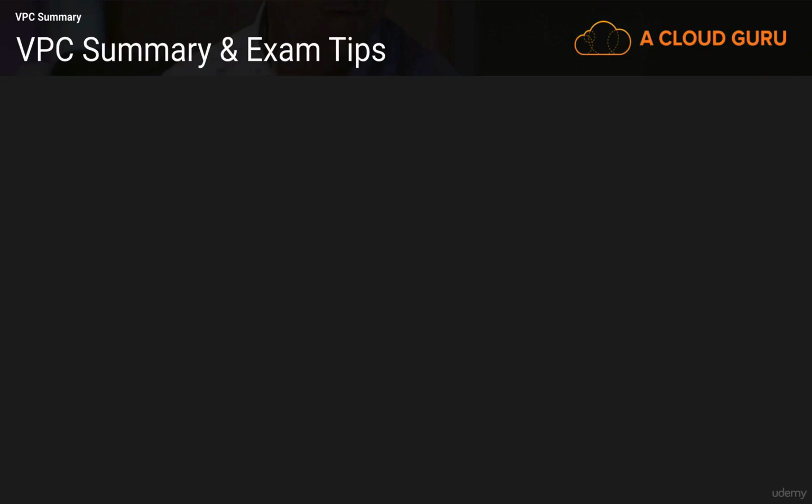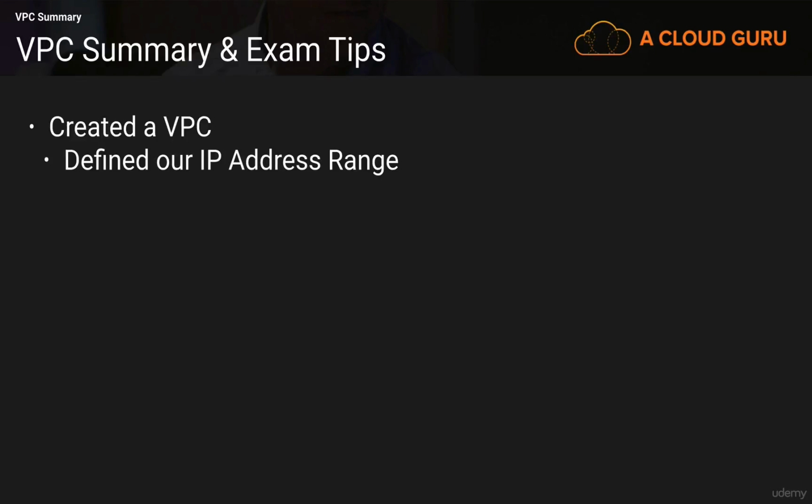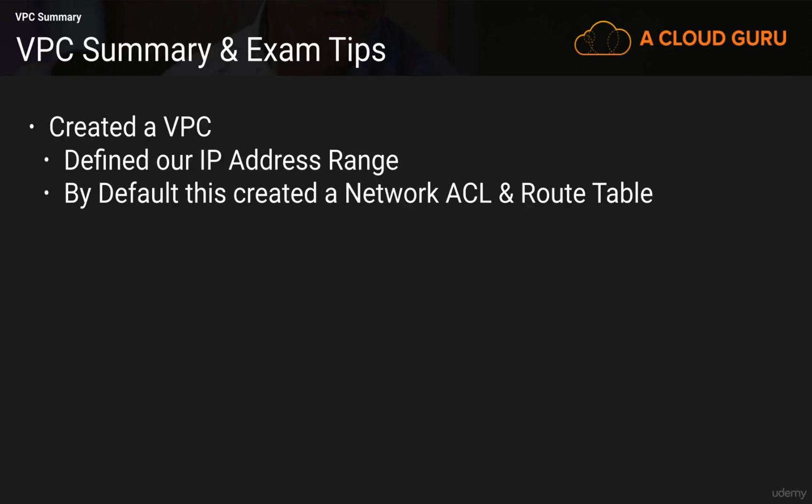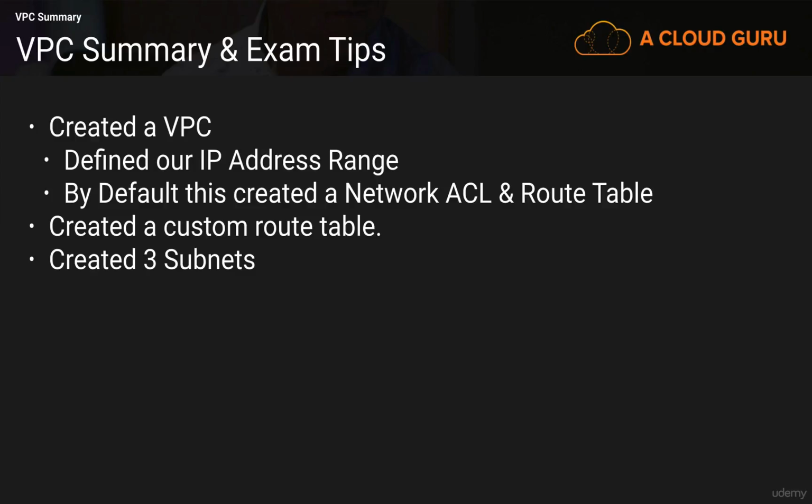So let's just run through what we did. We created a custom VPC. We defined our IP address range using our CIDR, and it was 10.0.0.0/16. When we created our VPC, by default, this created a network access control list and route table. We then created a custom route table. We created 3 subnets, so 10.0.1.0, .2.0, and .3.0.